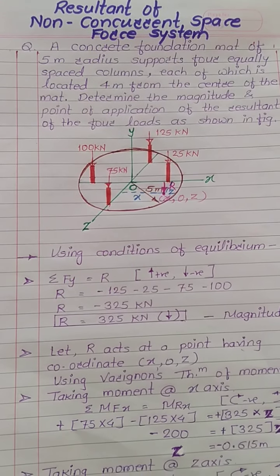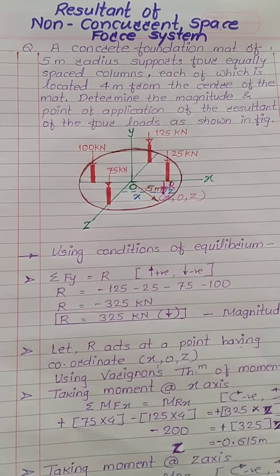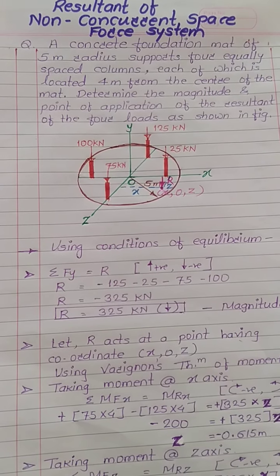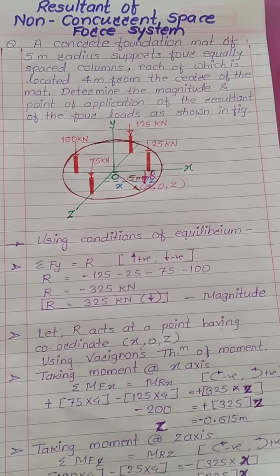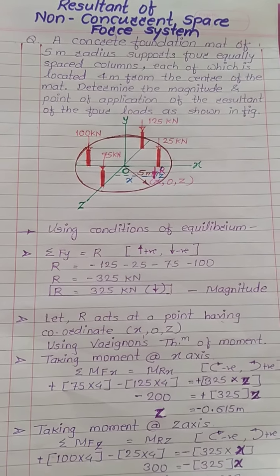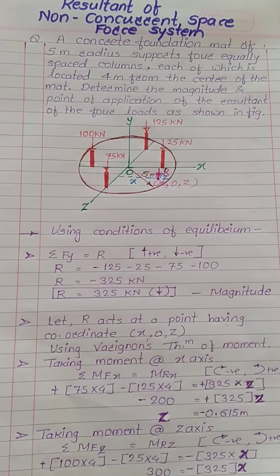Hello everyone, in today's video we will see how to find the resultant of a non-concurrent space force system. Now we know in a non-concurrent force system, forces are not meeting at one common point, they are acting at different points. So we have to apply equilibrium conditions to solve the numericals. So we'll see the numerical.